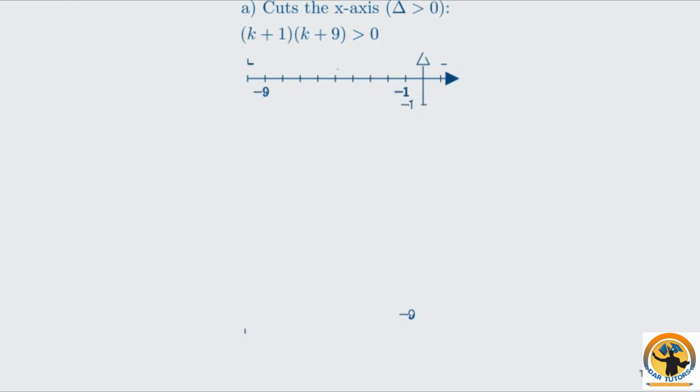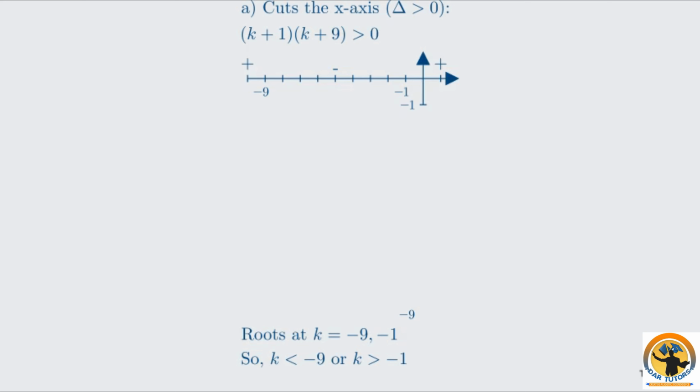A. The graph cuts the x-axis twice if delta is greater than 0. This happens when (k plus 1) times (k plus 9) is greater than 0. Solving this inequality gives us k is less than -9 or k is greater than -1. However, we must be careful. For the original function to be a quadratic, the coefficient of x squared, which is k, cannot be 0. We must include this condition.